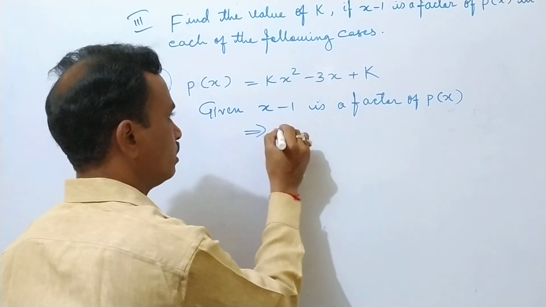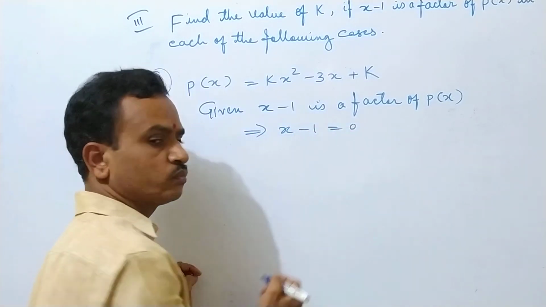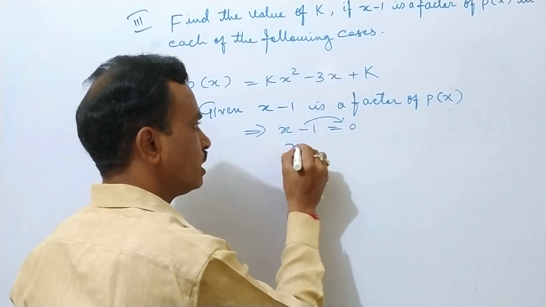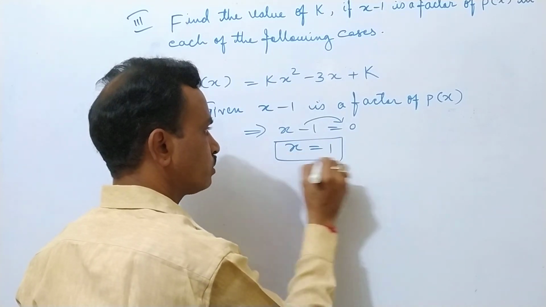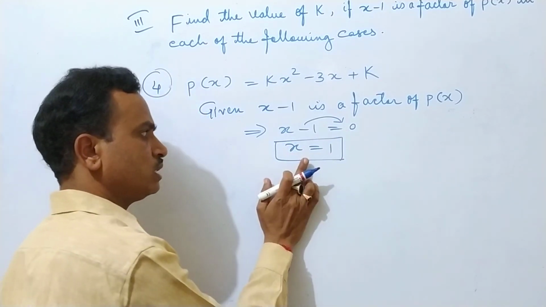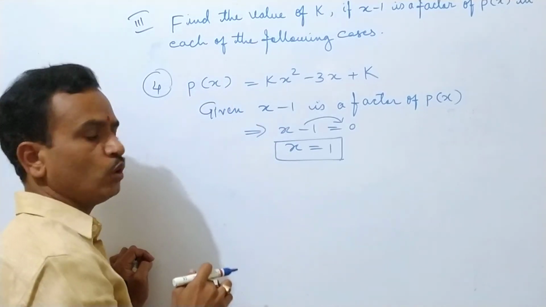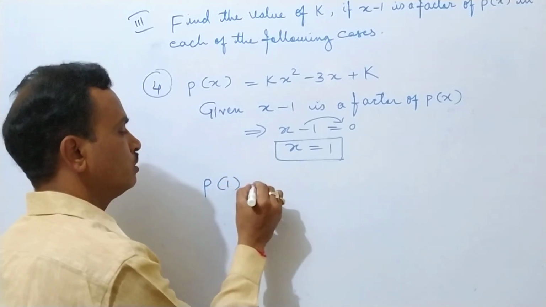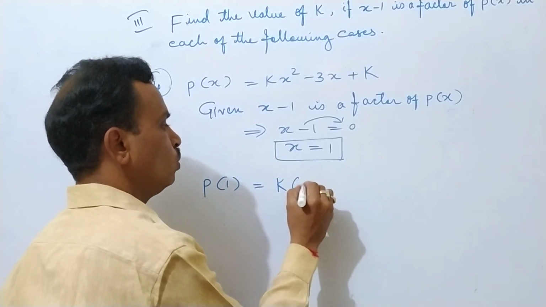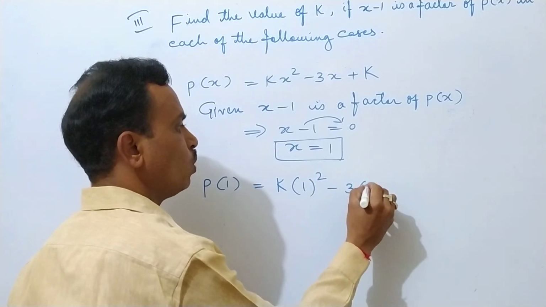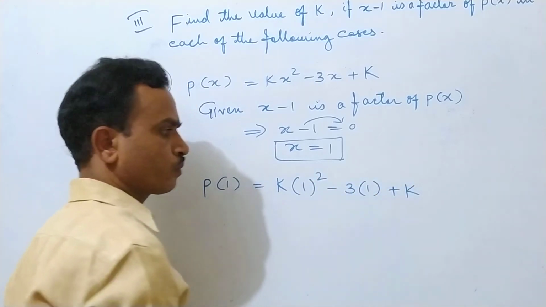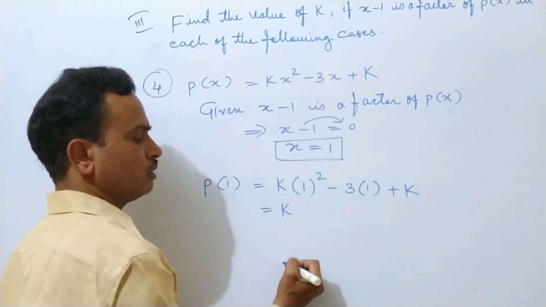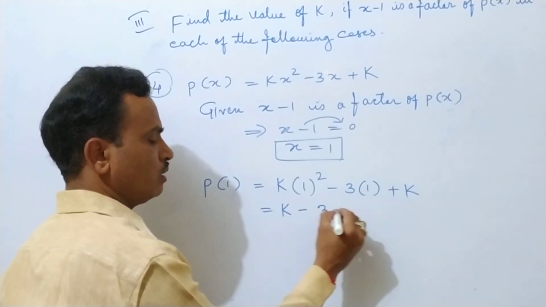So this implies x minus 1 equal to 0. Minus 1 we take to the RHS side. So x is equal to plus 1. Now substitute x equal to 1 in this polynomial. So P of 1 is equal to k into 1 square minus 3 into 1 plus k. Then 1 square is 1, 1 into k is k, minus 3 ones are 3, then plus k.